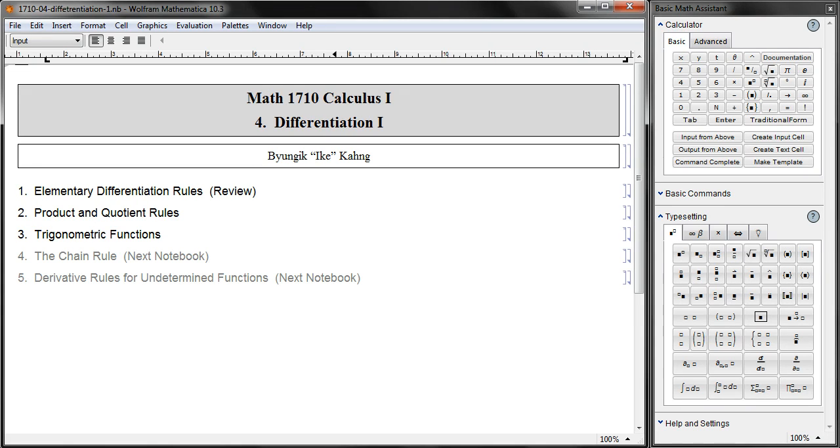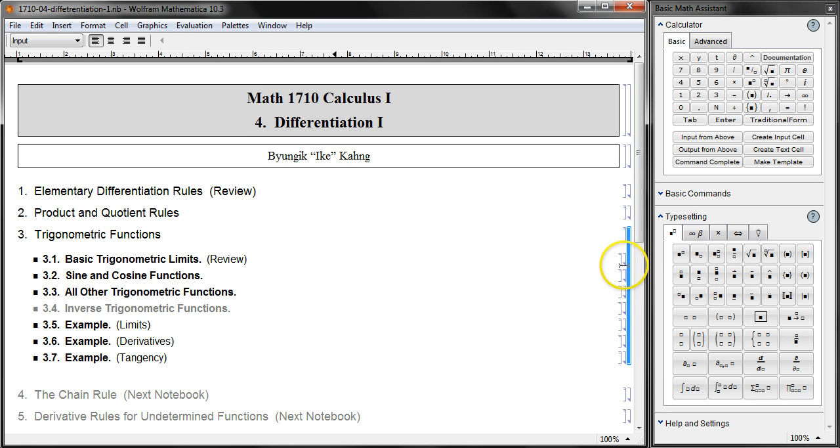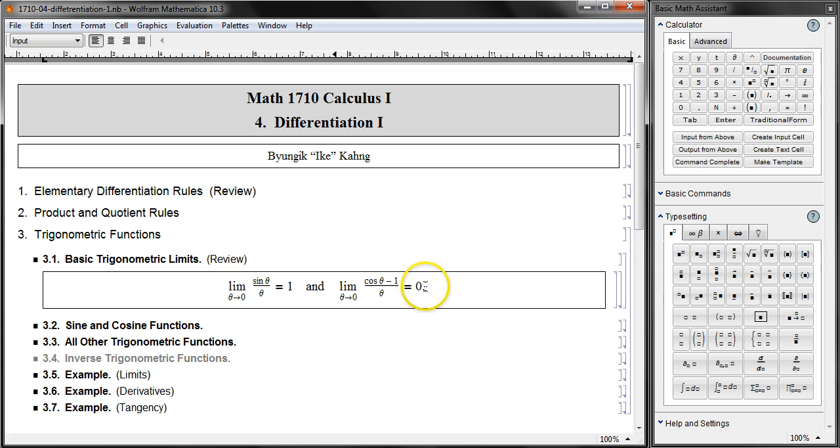Hello everyone. Let's get on with the proofs. This time, the limit formula for trigonometric functions. We have to talk about these two. This one is harder and more important. This one not as important and not as hard.